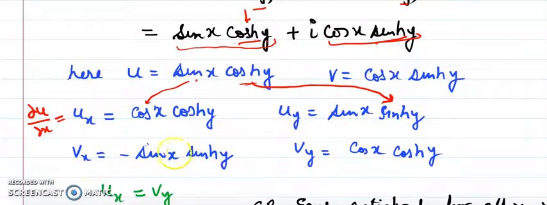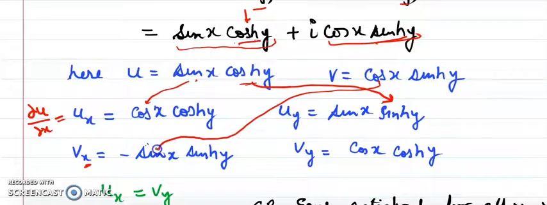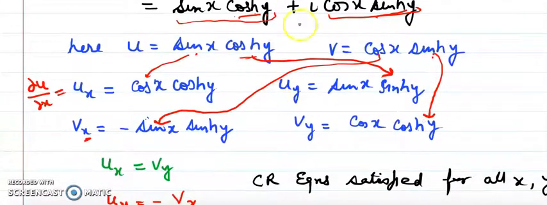Come to the v part. Here for v, it is with respect to x. So x is present here. What is the derivative of cos x? The derivative of cos x is minus sine x, and sinh y will be constant. Come to this side, v with respect to y. So y is here, cos x is constant. What is the derivative of sinh y? It is cosh y. Remember, because they are the hyperbolic part. Whenever y is there, it is always with the hyperbolic in both cases. So you can apply. Now let us see the relation.